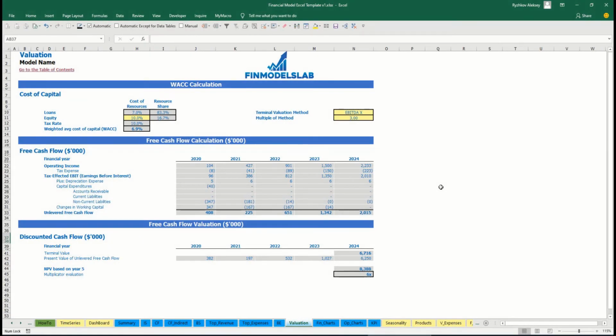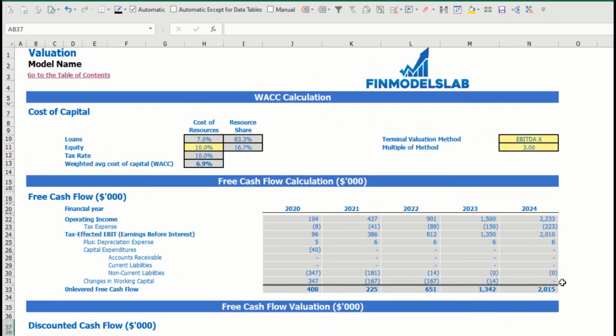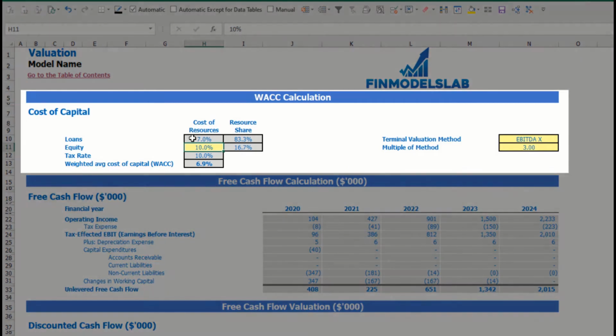On the valuation tab, you may see the calculation of company valuation based on the cost of equity, which you may input here, the cost of loans you previously inputted on the dashboard, the calculation of resource share you may see here, there is also the tax rate, and here you may find the weighted average cost of capital.